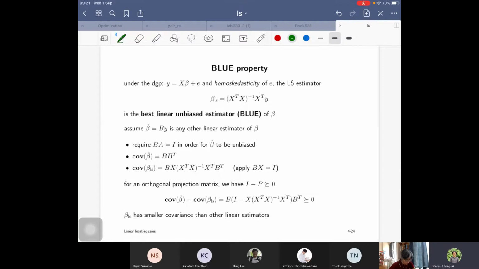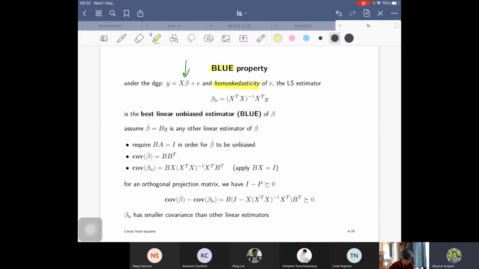Continuing from the previous video, where we analyzed the covariance of the least square estimator, in this video clip we would like to state one of the important results of the least square estimate. It is also referred to as the Gauss-Markov Theorem: the least square estimate has the best linear unbiased property, or BLUE for short.